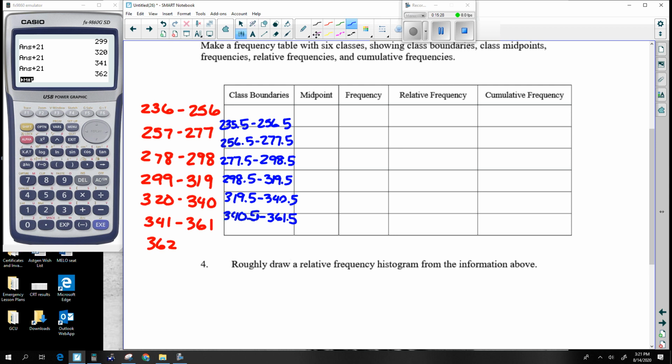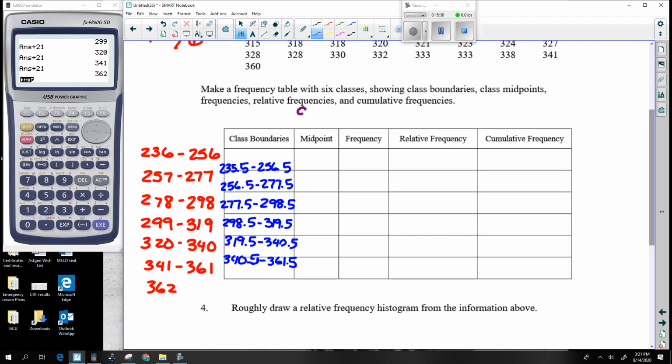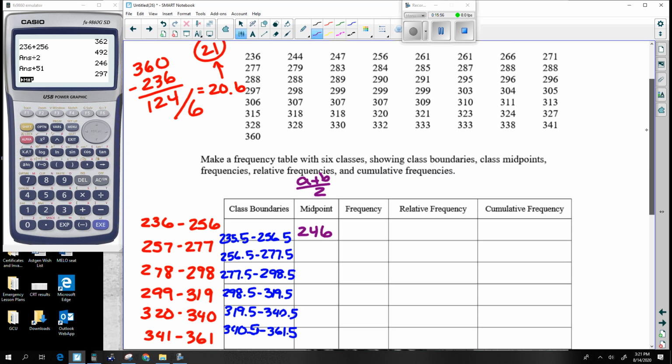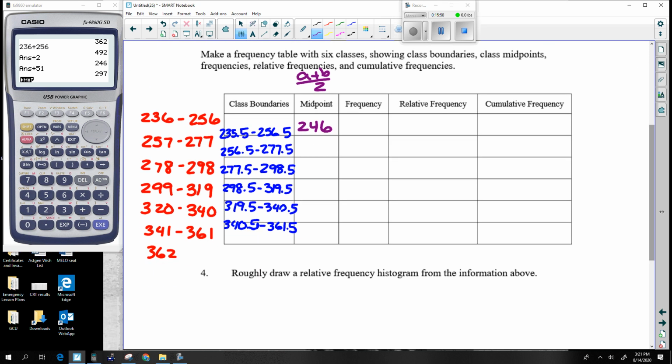Okay, midpoint. You add up the numbers and divide by 2. Right there. So add them up, divide by 2. 236 with 256 is 246. These will also increase by the magic number, which was 21, right? Whoa, way off. Let's try that again. 246 by 21. That'd be good. That's a lot better.